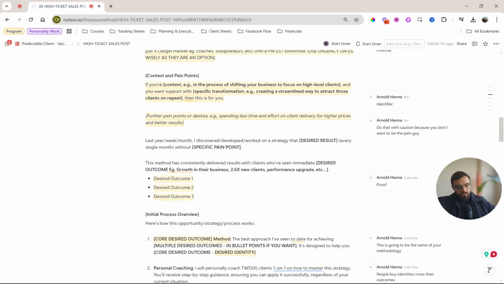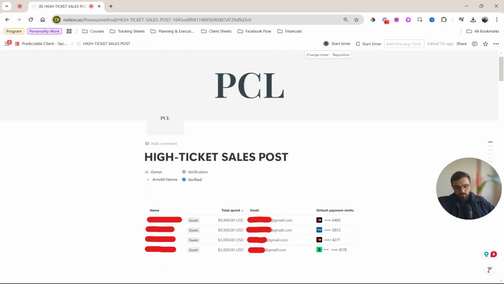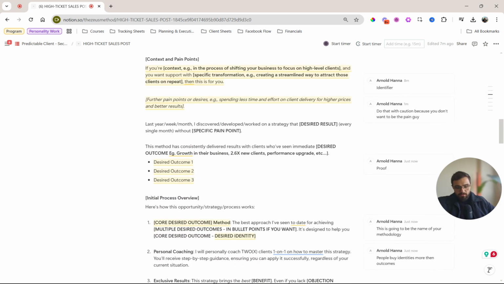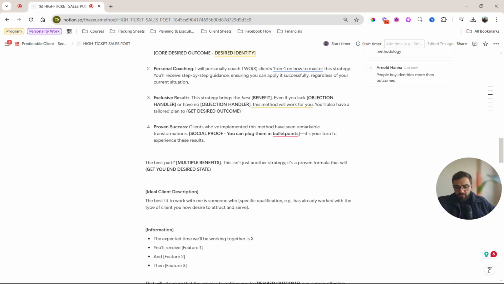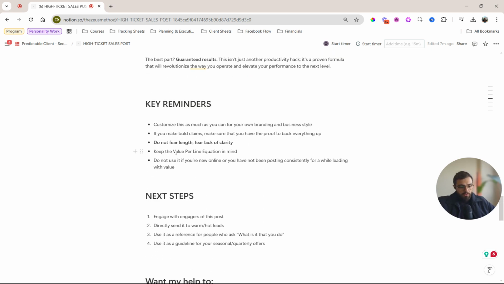So some people are going to look at this and be like, Arnold, but this is long, man. Literally, this is what gets me those results, and this is just recent. Cool. This is what gets me those results. So even if it's long, do not fear length, fear lack of clarity, and keep the value per line equation in mind. So don't overcomplicate things. Just make it clear, simple, valuable, done.